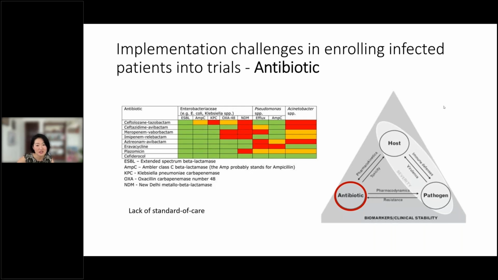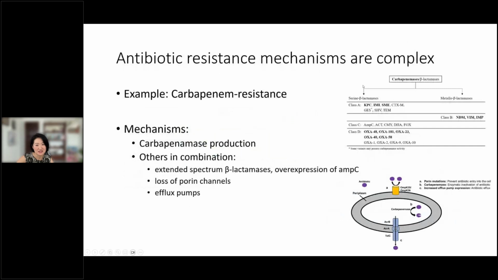So firstly, novel antibiotics tend to target certain bacterial species and certain resistant mechanisms only, as indicated by the green cells here in this table. Also, there often is no standard of care for comparison in the control arm. So when we look at antibiotic resistance mechanisms, they are fairly complex. Let's take, for example, carbapenem resistance.